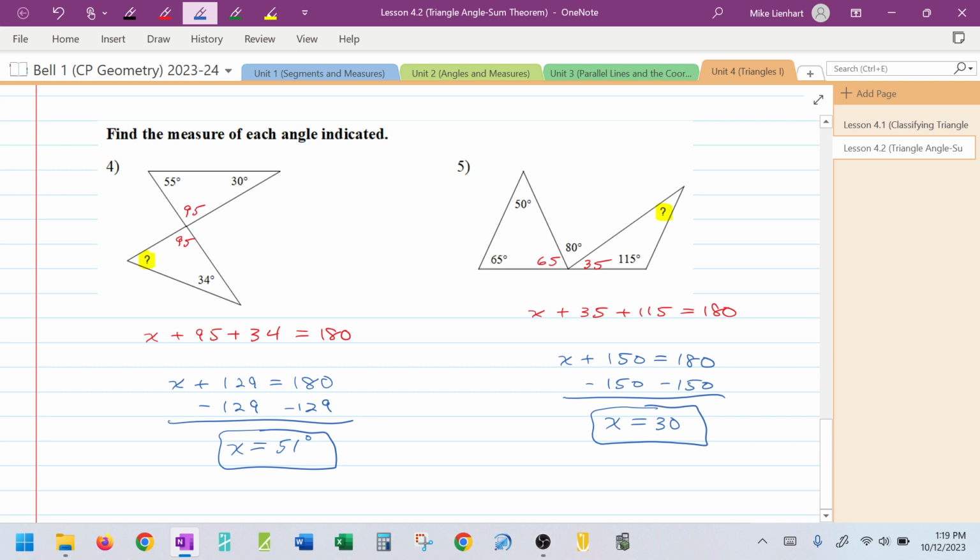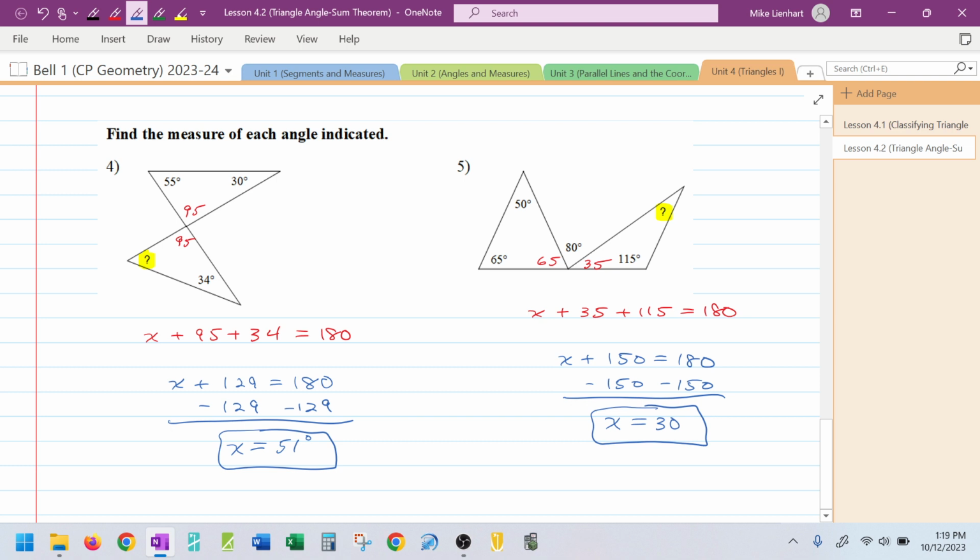Now, one thing to point out, guys, on these kind of problems like this, you don't have to write the algebraic equation when you're just trying to find a missing piece, as long as you know how you're finding those missing angles.